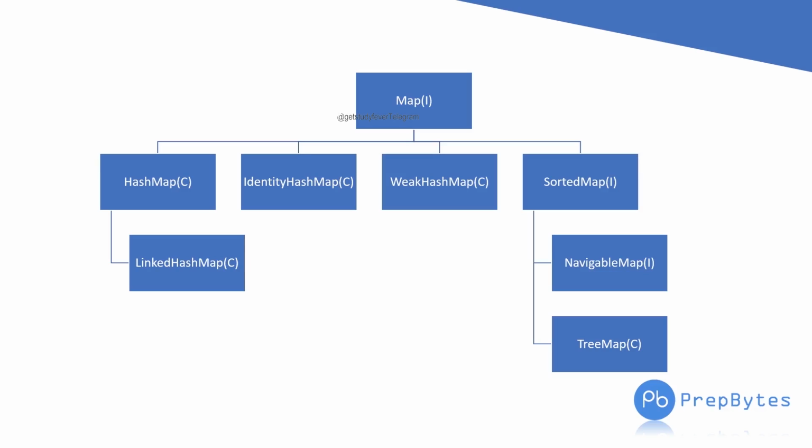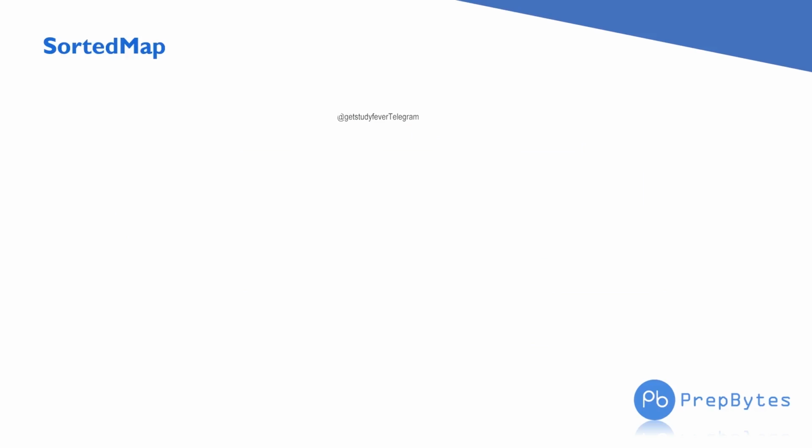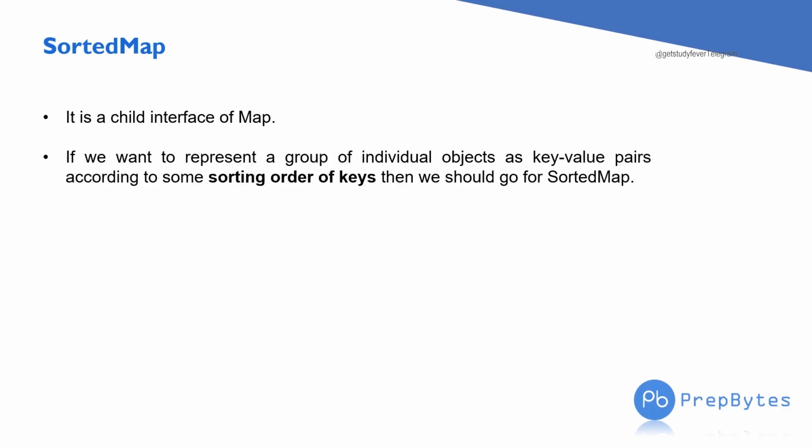Okay, let's do this. So for sorted map, let's begin. Now let's see what is sorted set. Okay, sorry, sorted map. Just keep in mind what was sorted set. It is very much the same. So it is a child interface of map. Okay, we know that. If we want to represent a group of individual objects as key value pairs according to some sorting order of keys. So in sorted set, if we want to represent a group of individual objects as a single entity in some sorting order, it is the same, just here it is the sorting order of keys, and instead of a single entity we have a key value pair. There is no difference in these two.